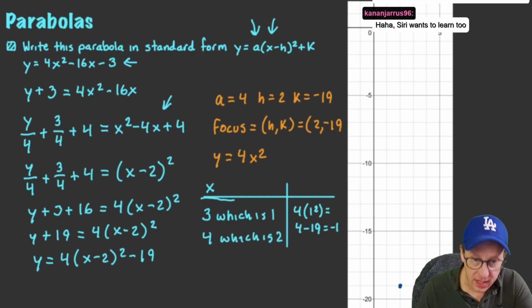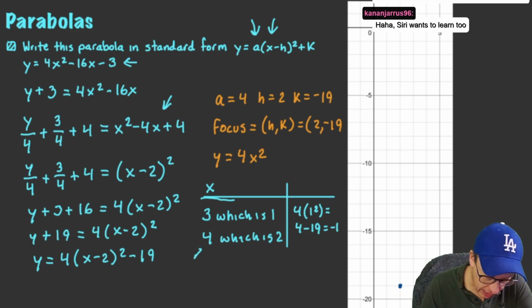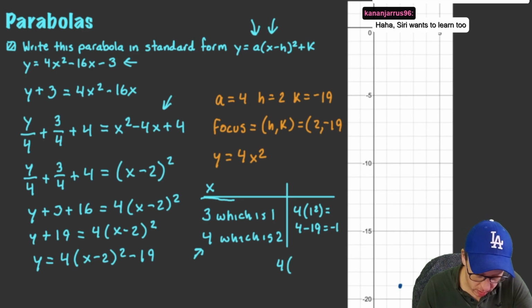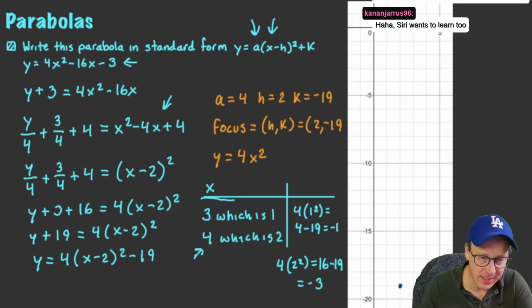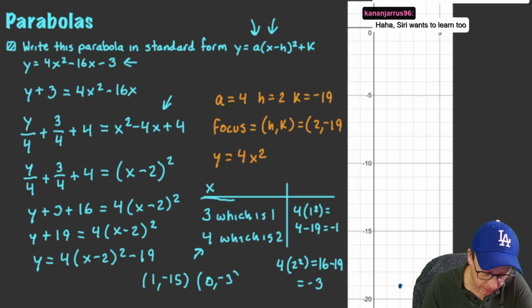All right, in the circumstance in which we have a 4 for our x term, this is going to end up being equal to 4 minus 2 squared, equal to 16, of course, minus 19, which is going to give us a value of negative 3. So we're going to have points at, is this still going to fit on the board? Yes, it is. 1 and negative 15, and another point at 0 and negative 3.